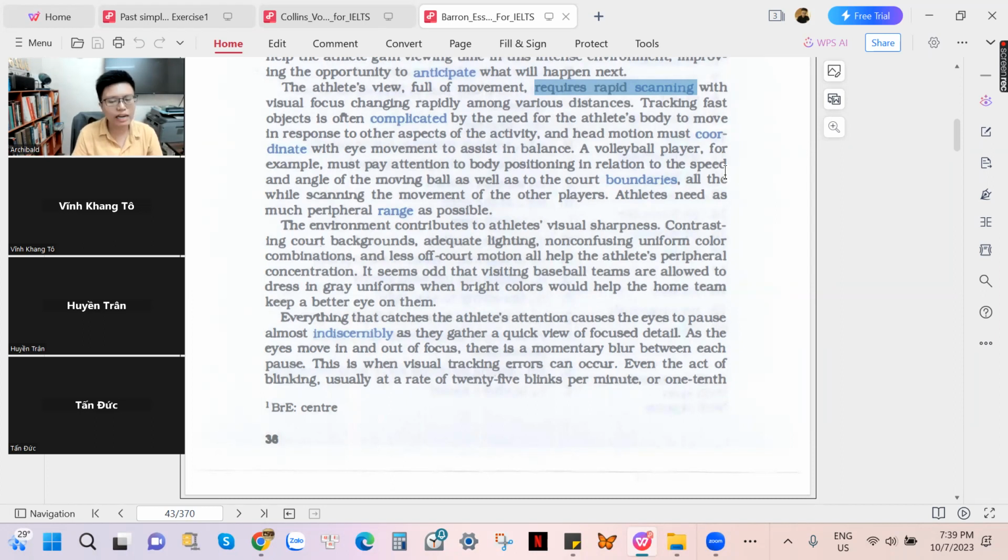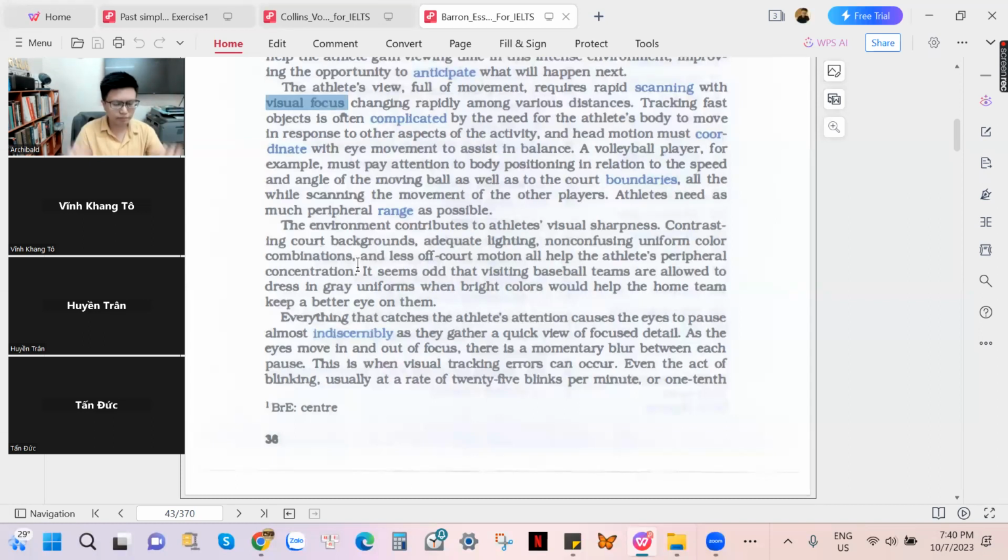They say that they require a process of scanning, but this process must be done very quickly. You cannot be slow in scanning. You must be very quick in scanning. This is what they want to say. So rapid scanning, scanning with what? Scanning with visual focus. Visual focus. So what is visual focus? This is again the main phrase here.